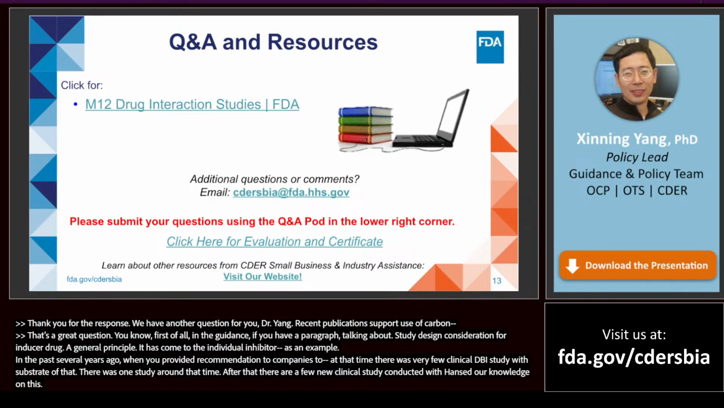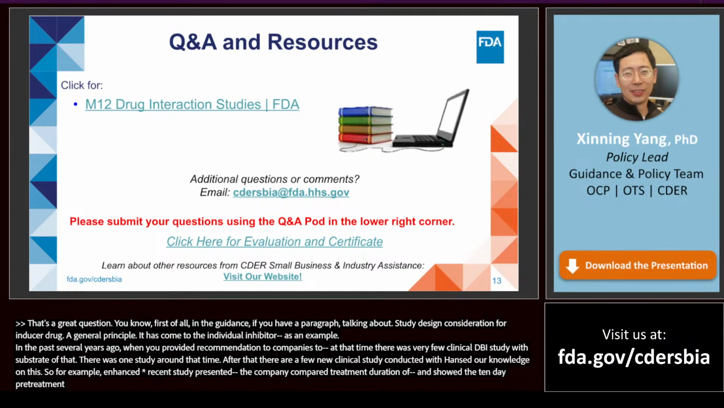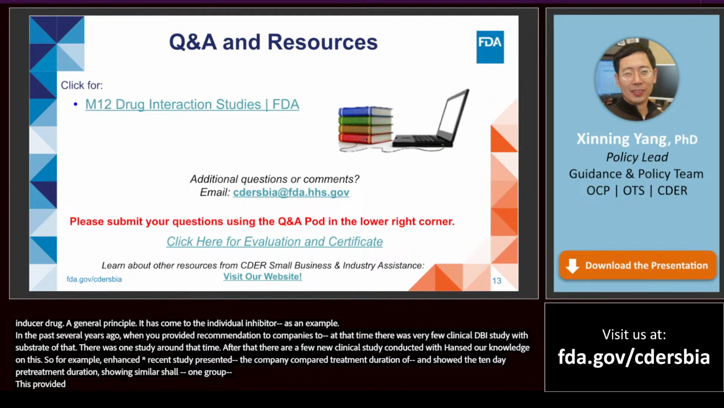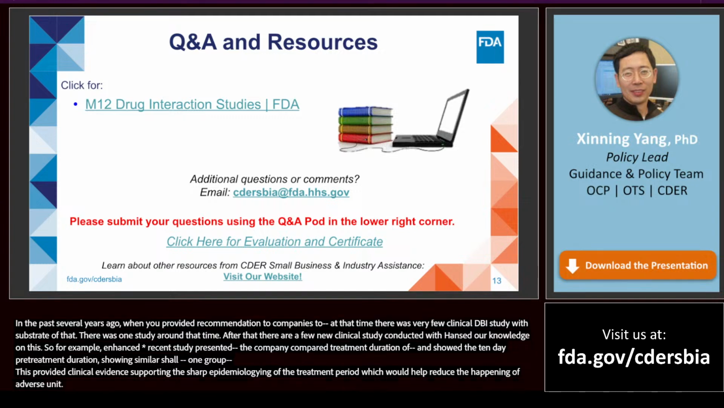For example, a recent study presented at the ASCPT annual meeting last year. It's very nice that the company compared the shorter pre-treatment duration of carbamazepine and showed that around 10 days pre-treatment duration had a similar effect as a longer pre-treatment duration. So I think this provides direct clinical evidence supporting the shortening of the overall treatment period, which could help reduce the occurrence of adverse events. In general, we think the longer the treatment, the more likely adverse events are to happen.